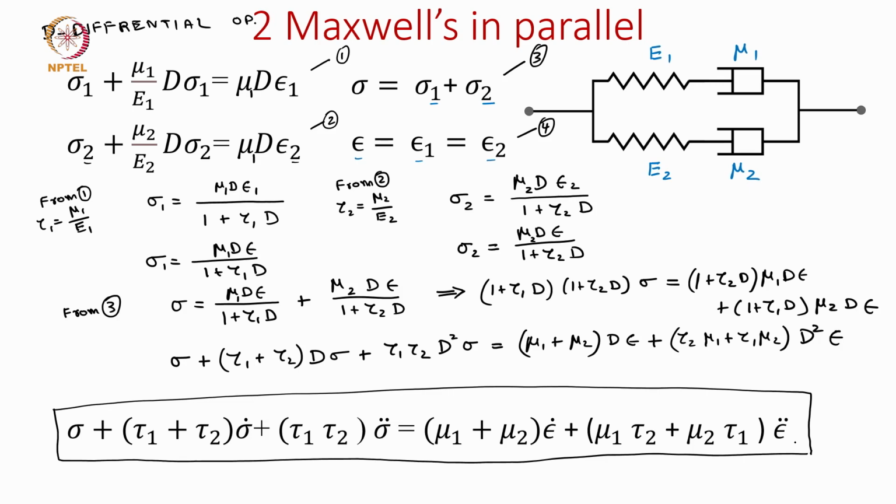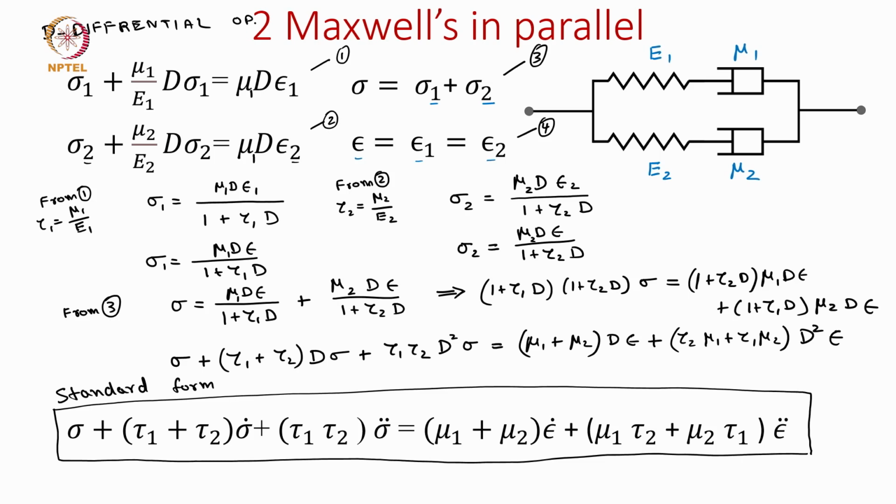So, in this final form, what we have done is we have replaced these d sigma with sigma dot, d square sigma with sigma double dot, d epsilon with epsilon dot, and d square epsilon with epsilon double dot, and this is in the standard form. Because to the left hand side we have the stress terms and to the right hand side we have the strain terms, and each of these terms are in the increasing order of derivatives. So, we start with sigma, first derivative of stress and the second derivative of stress. To the right hand side we have the first derivative of strain and the second derivative of strain.